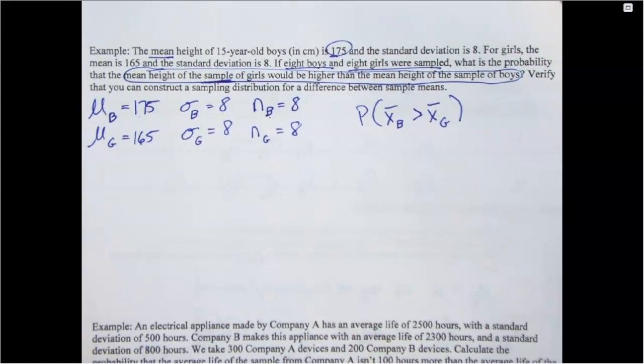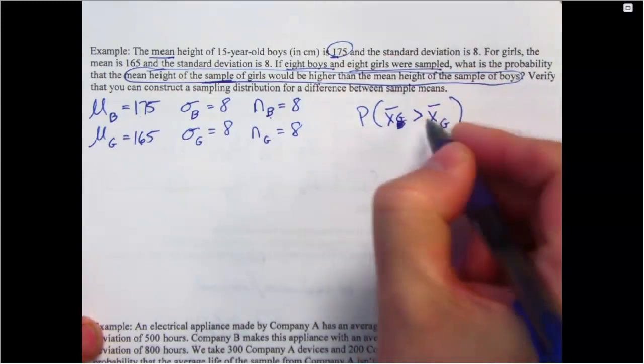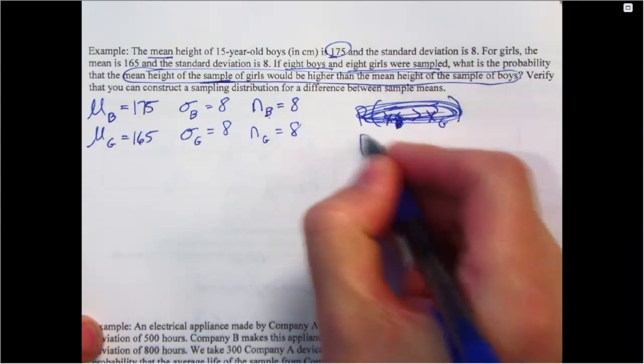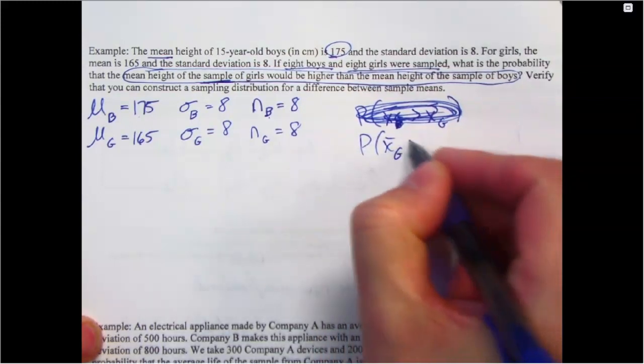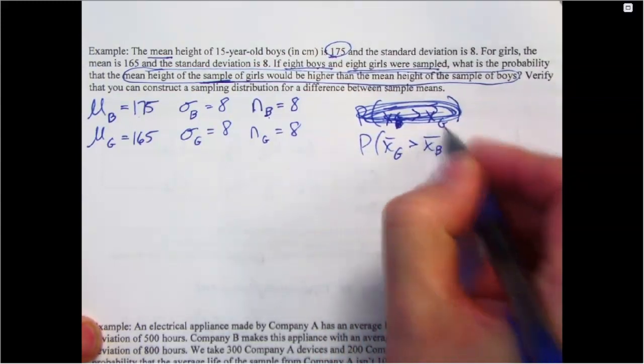I'm going to rewrite that in a second, but what's up? Yeah. Oh, my bad, thank you. Alright, so I have the probability that x bar girls is greater than x bar boys. Yeah, thank you.